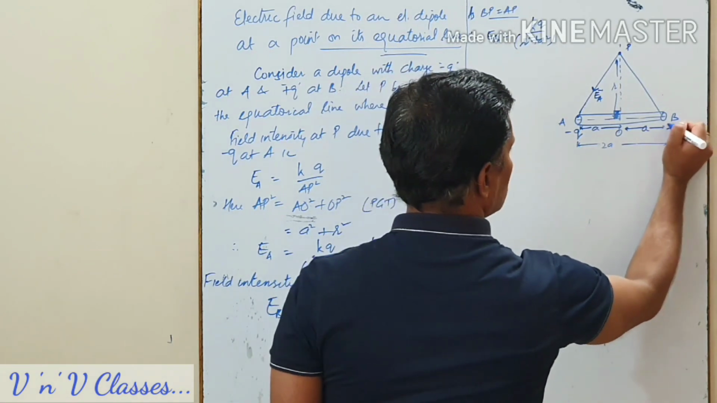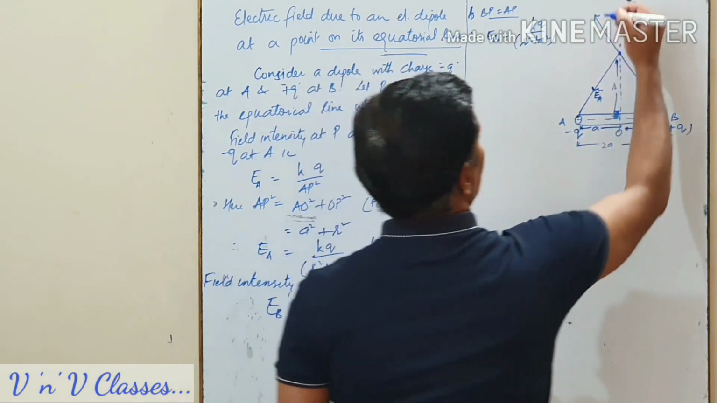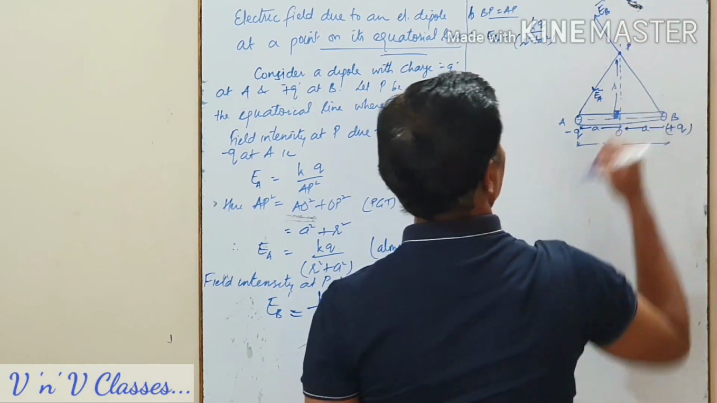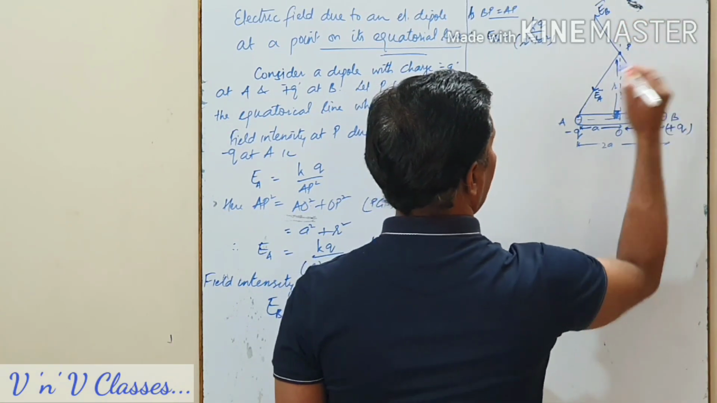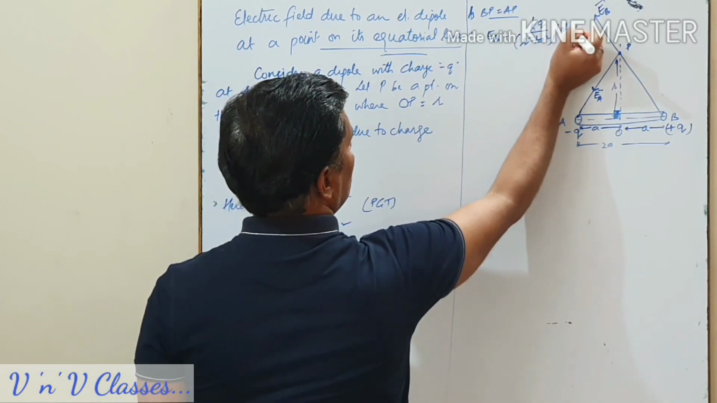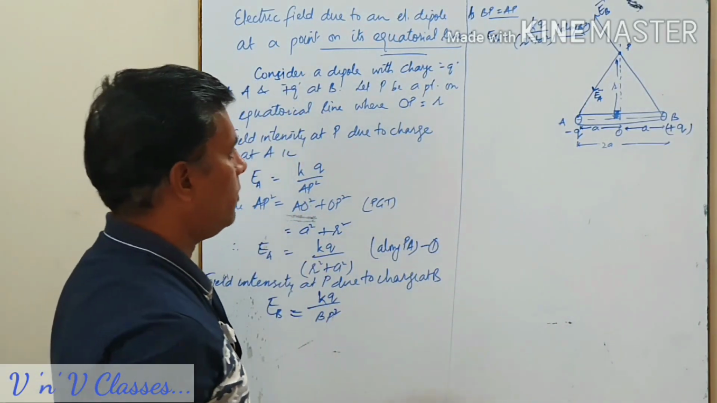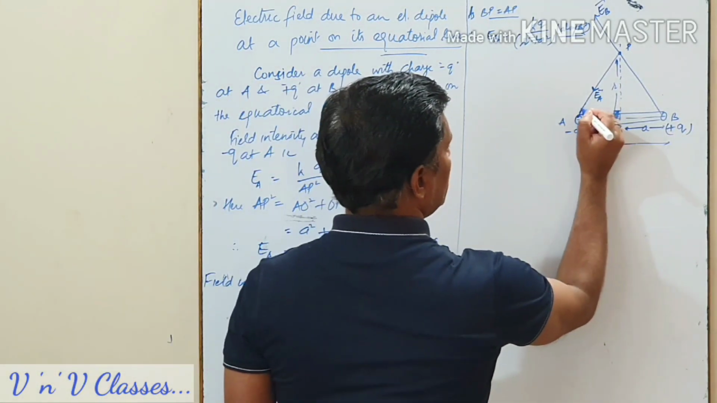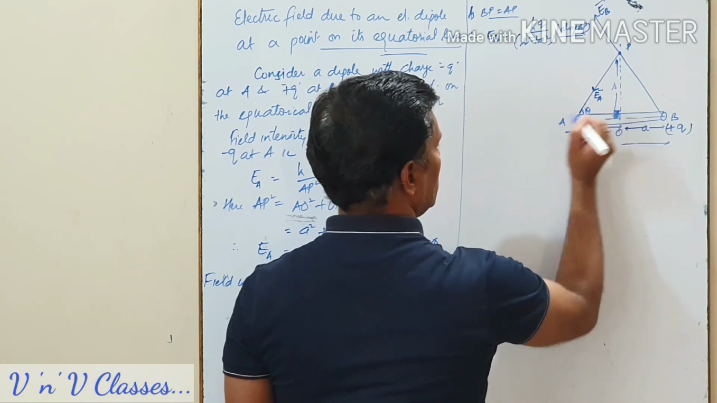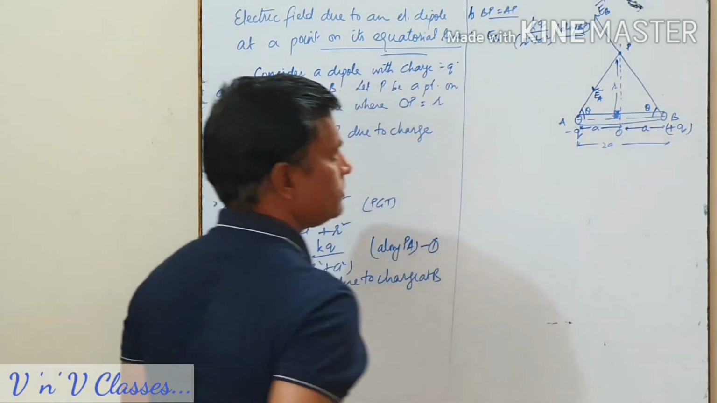Now because this is a positive charge, it will have a field directed away. So this field is E_B, along BP. Got it? Now see carefully. We assume that this angle is theta. So this angle will also be theta.